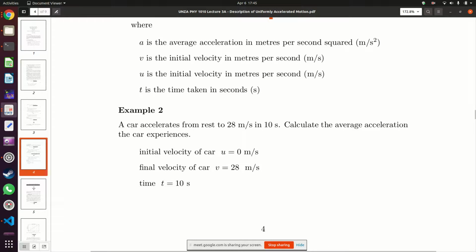Here we have an example. A car accelerates from rest to 28 meters per second in 10 seconds. Calculate the average acceleration the car experiences. So, when the car is at rest, its initial velocity is 0 meters per second. That's u. And the final velocity of the car is 28 meters per second. That's v. Then it does this change in velocity in 10 seconds. So we have all the information we need to work out the acceleration.